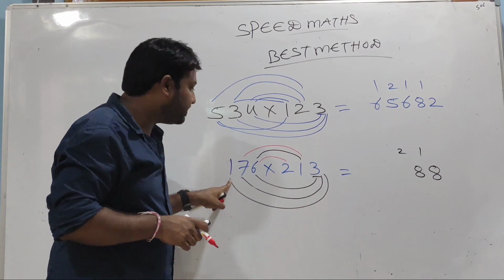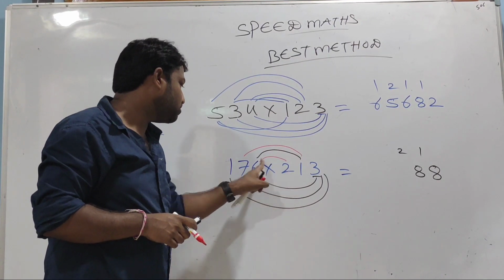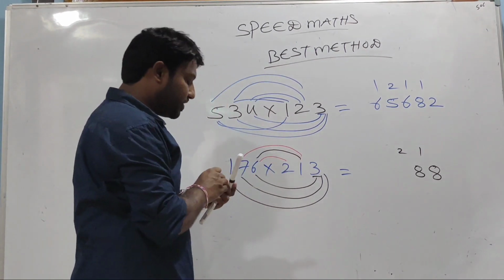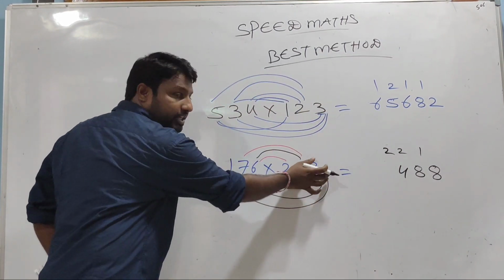So 1 3s are 3. Next, 1 7s are 7. 3 plus 7 is 10. 2 6s are 12. 10 plus 12 is 22, plus 2. 22 plus 2 is how much? 24, right? 24 here, carry 2. Now this is completed, sir.